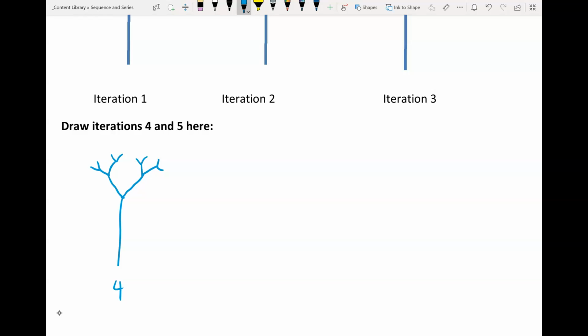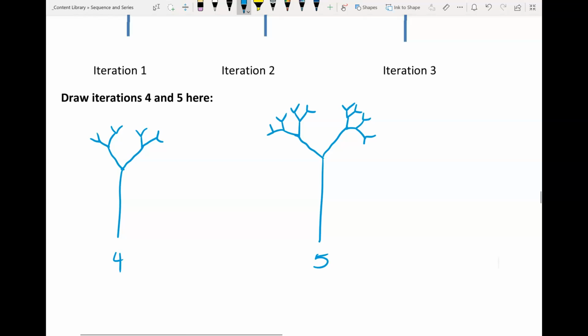Go ahead and draw iteration 5 and then check to see what mine looks like afterwards. So here I have iteration 4 drawn first for my iteration 5. Now I'm going to add 2 branches on the end of each. And that's what it's going to look like for iteration 5.